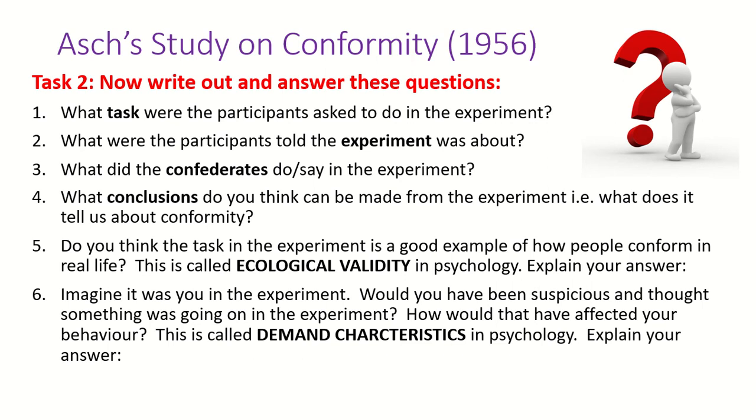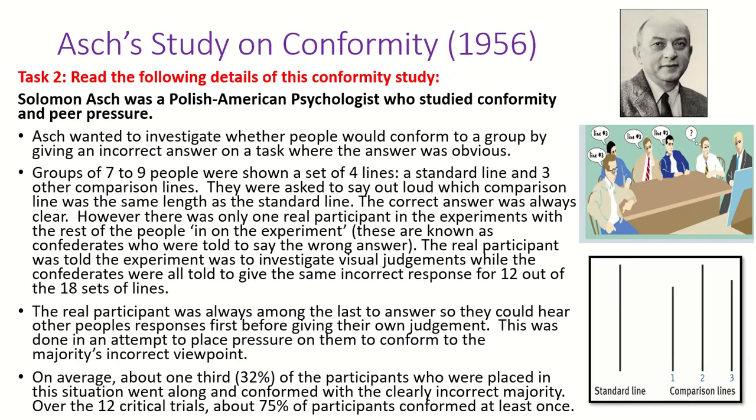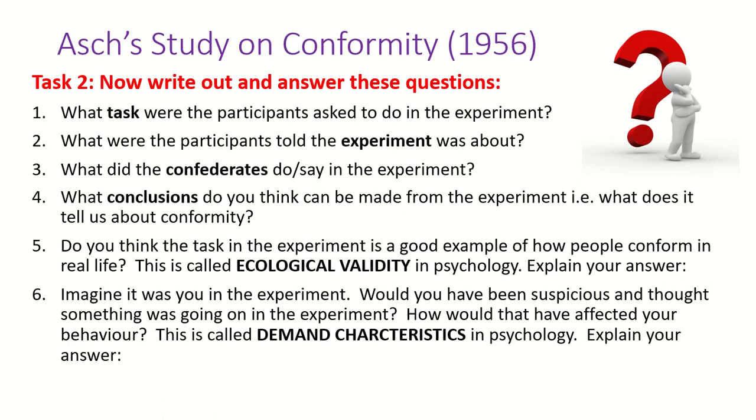Okay, for question 5, do you think the task would be a good example of how people conform in everyday life? So in psychology, the extent to which a task represents what we do in everyday life and the setting of it is called ecological validity. So if you think about examples of when you might have conformed, do you think that the task of judging lines would be a good example of everyday conformity?